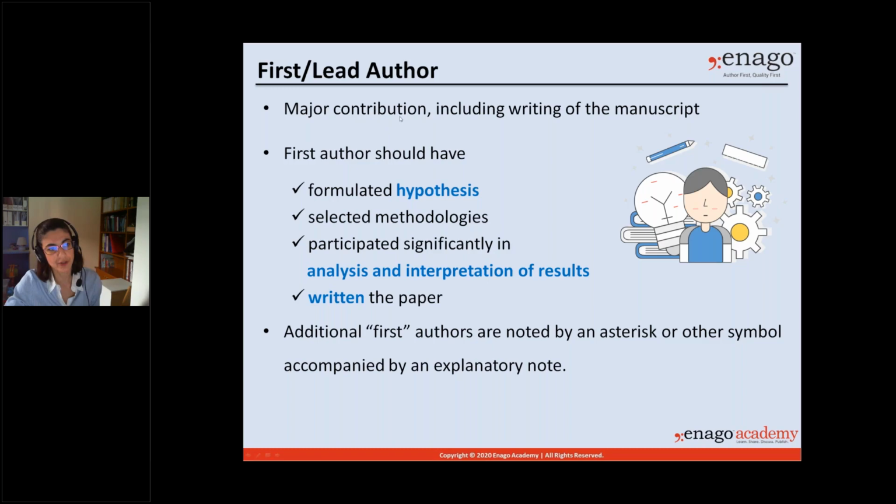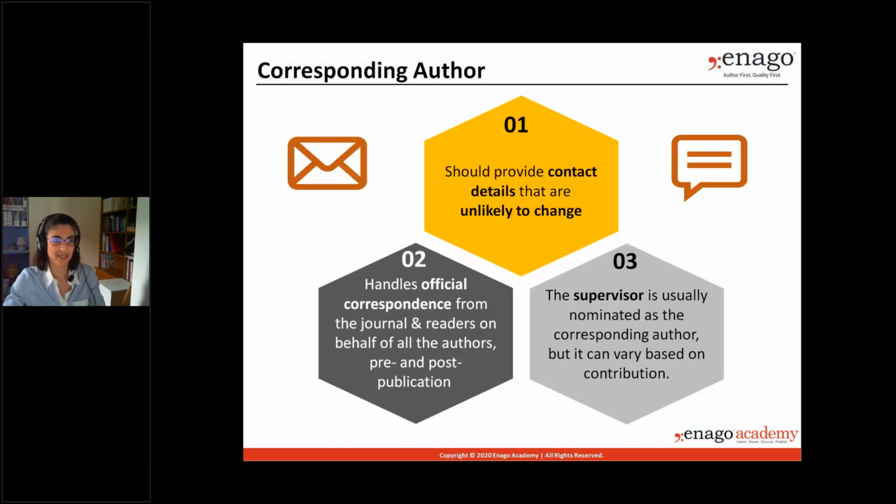So the first or lead author has had a major contribution, including writing of the manuscript, and is the one who would have contributed or be primarily responsible for formulating the scientific hypothesis of the publication, selecting methodologies, participating significantly in the analysis and interpretation of the results, and writing the paper. As I mentioned earlier, additional first authors, co-authors, can be indicated with an asterisk and a clarification.